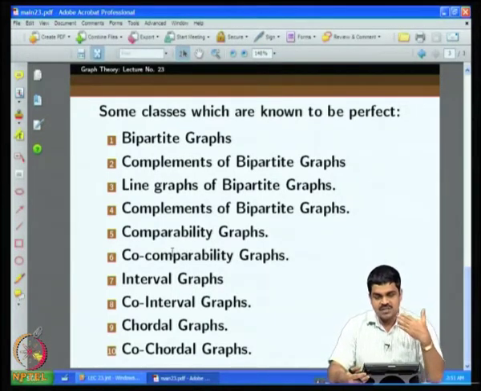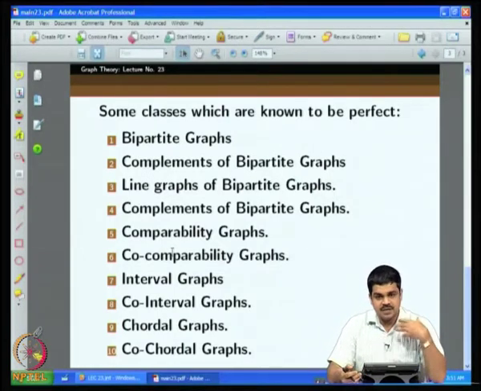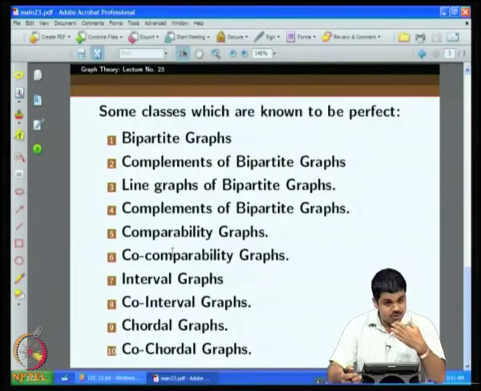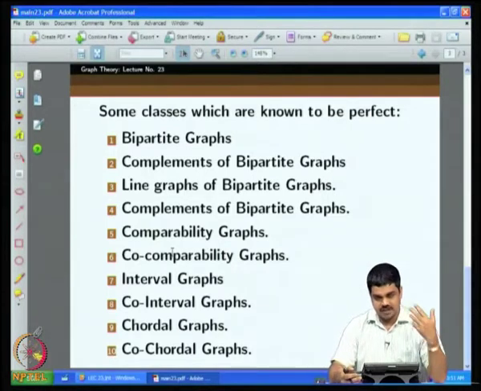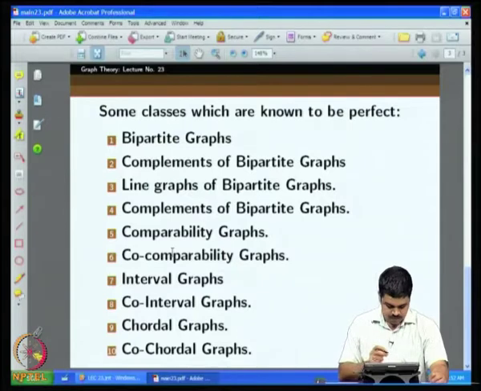Every time we are considering a class, we are also considering its complement, because this will become useful later, because every time we see that a class is perfect, its complement also happens to be perfect. There should be a reason for this, we will explore it later. There is a general reason for this. Later when we prove the general theorems, all this will get connected in one general statement, right.